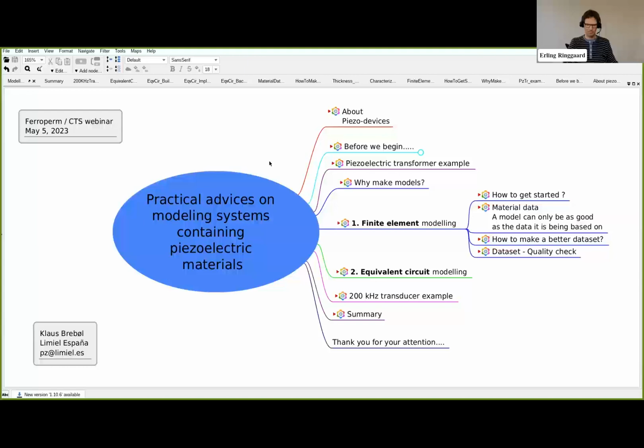Yes. Good. First of all, thank you, Erling, for the invitation. For me, this has always been a topic that I enjoy a lot, so I also enjoy to share it with others. It will be a rather compressed presentation on practical advices on modeling systems containing piezoelectric materials. Before I begin to talk about the modeling, I will make a few introductional steps.